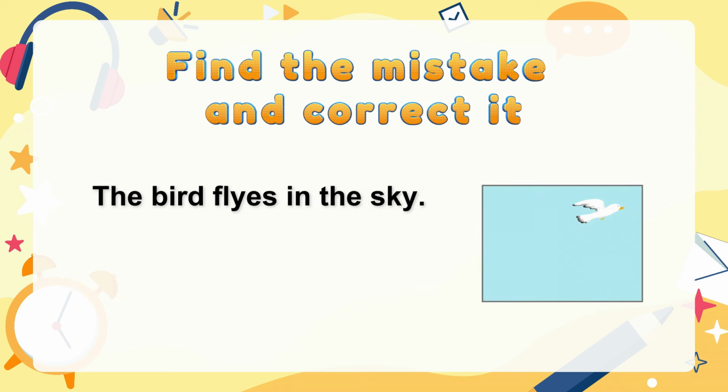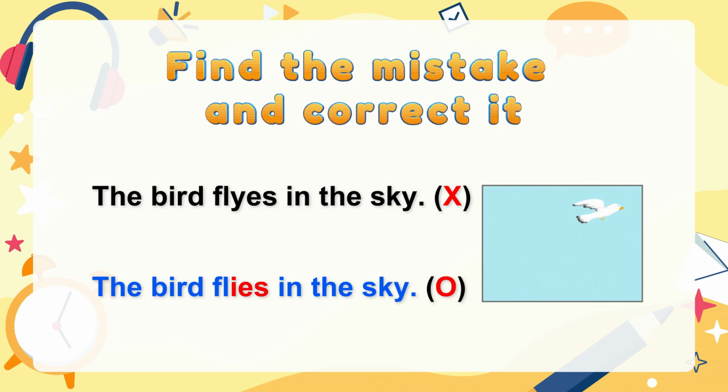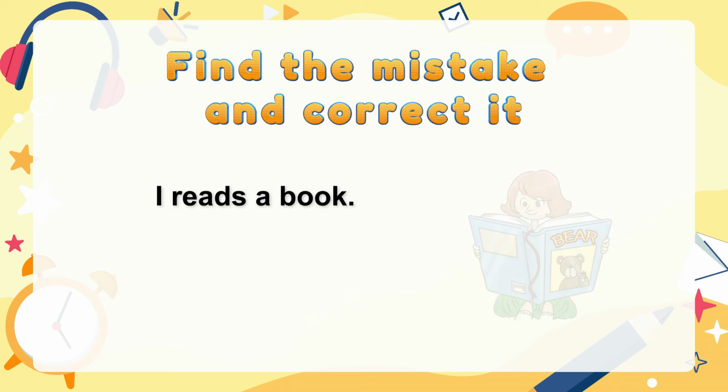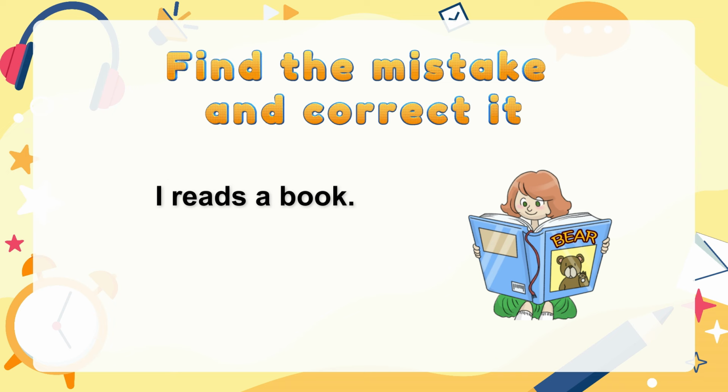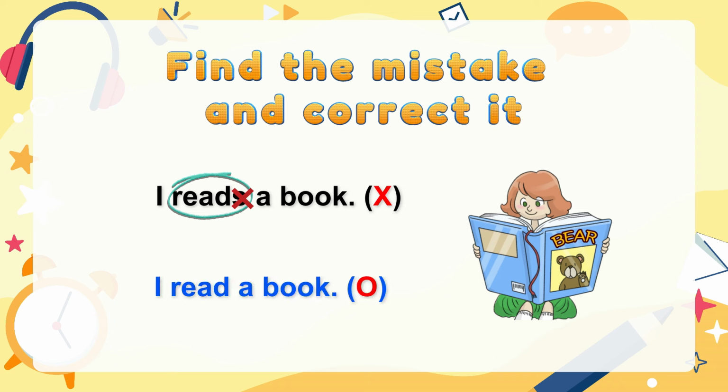The bird flies in the sky. The verb flies does not end with ES. It should be IES. Flies. The bird flies in the sky. I reads a book. Reads should not have S. It should be, I read a book.